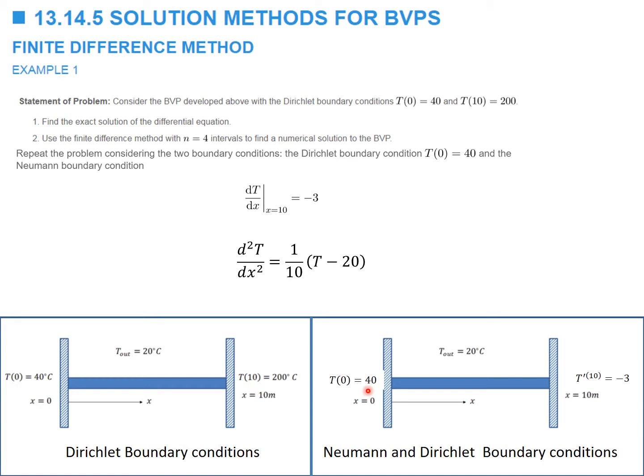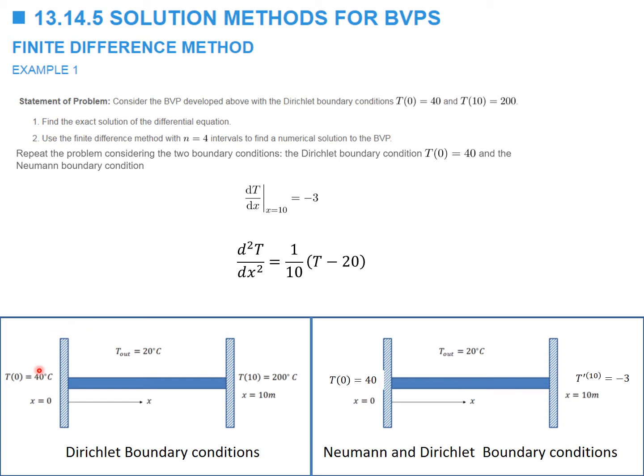The second time, we want to solve it with mixed boundary conditions, Neumann and Dirichlet. The Dirichlet boundary condition is given at x equals 0, where the temperature is 40, but at x equals 10, we're given the rate of change of the temperature with respect to x, or dT/dx, as negative 3. So we're going to see how we can solve each of these two problems using the finite difference method.